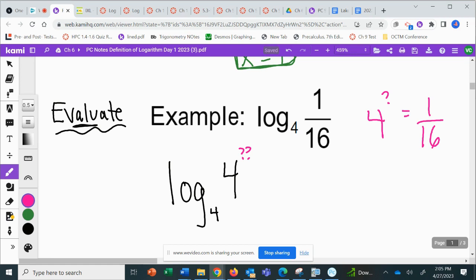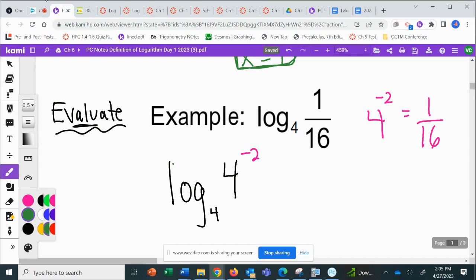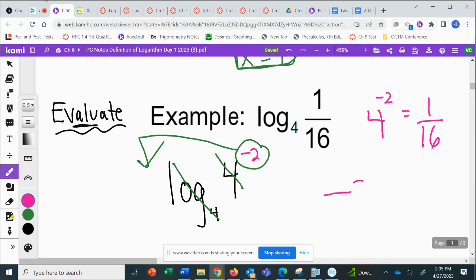One thing I know is that 4 becomes a fraction by using a negative exponent. So I know for sure it's negative. And then 4 becomes 16 by squaring. So -2 would be that exponent. Now log base 4 and a base of 4 undo each other. That -2 goes in front. So my final answer is -2.